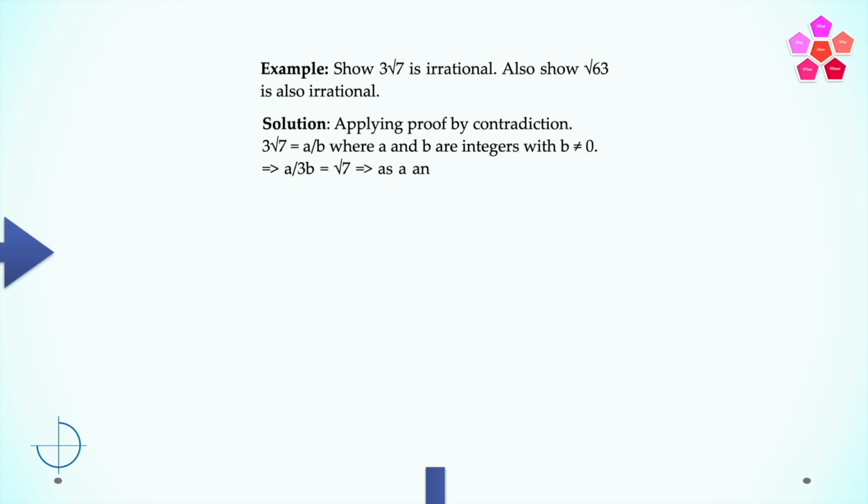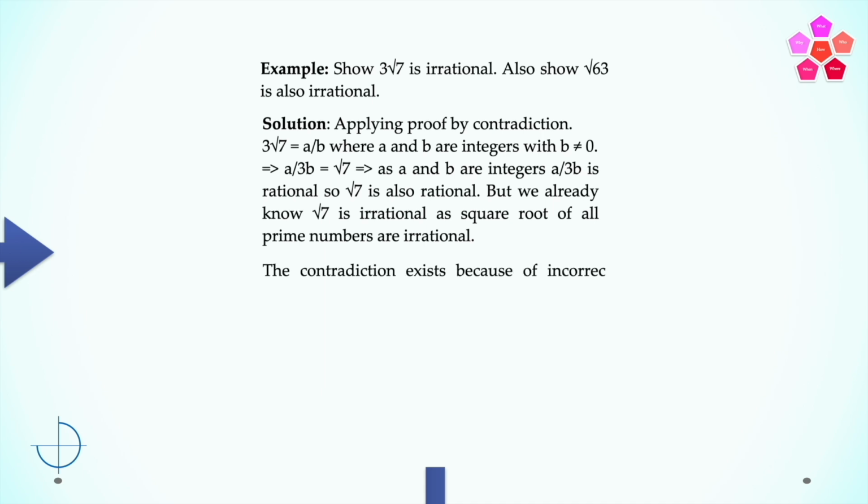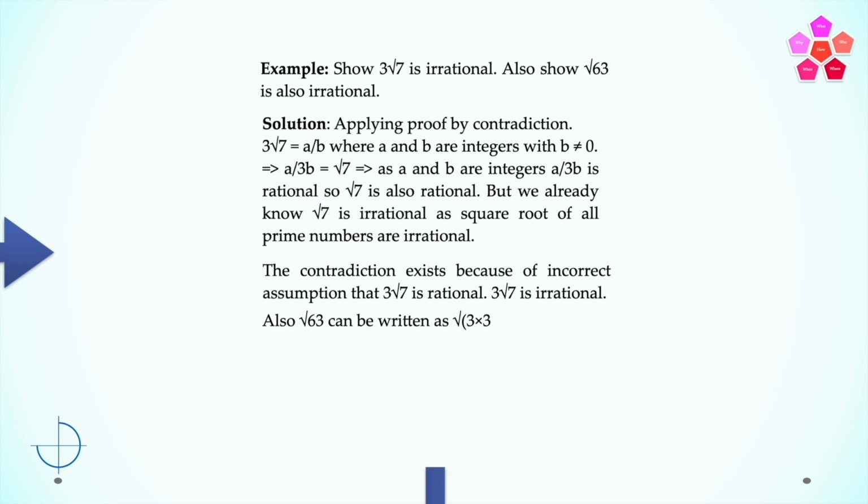As a and b are integers, a by 3b is also rational. So root 7 also has to be rational. But we already know root 7 is irrational as square root of all prime numbers are irrational. The contradiction exists because of the incorrect assumption that 3 root 7 is rational. So 3 root 7 is actually an irrational number. Also root 63, which can be written as root 3 into 7, is equal to 3 root 7, which implies that this also is an irrational number.